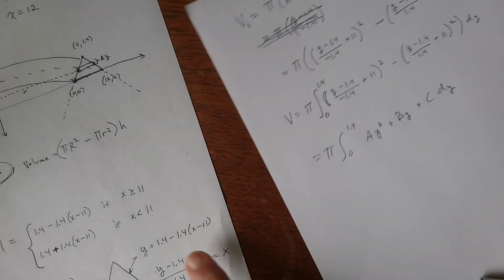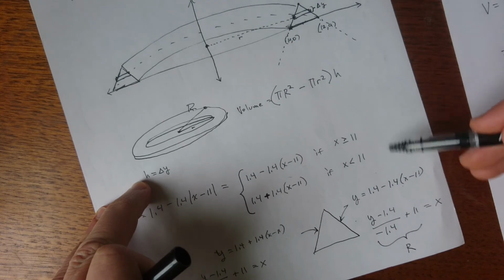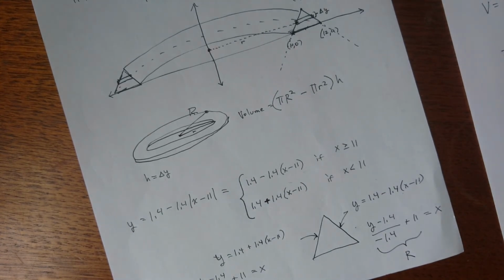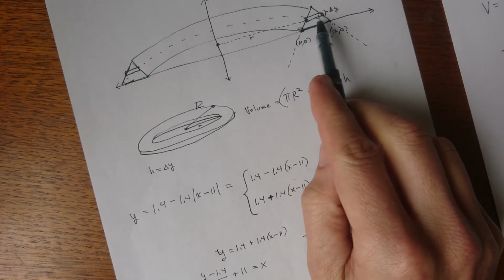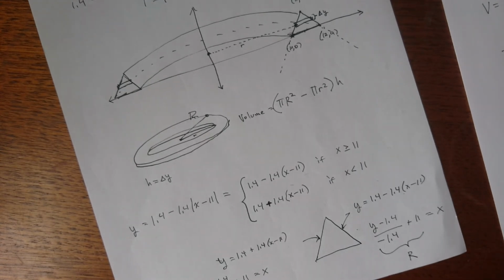I know a lot of people struggled with putting together the absolute value, writing it as this piecewise function. We don't have an antiderivative of absolute value. We have to turn it into two lines. And then in this particular case, we also see that those two different lines are what defines our inner and outer radius.